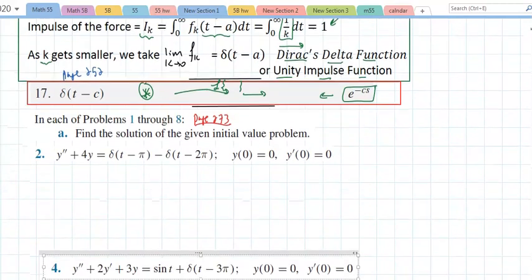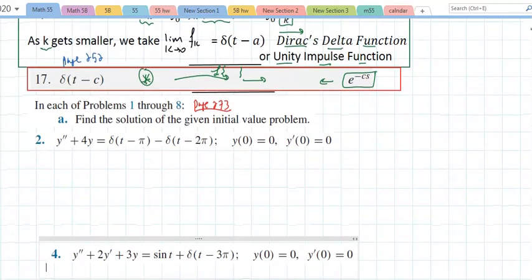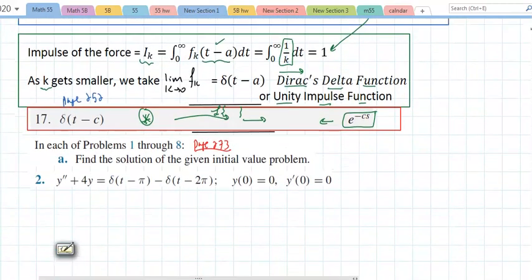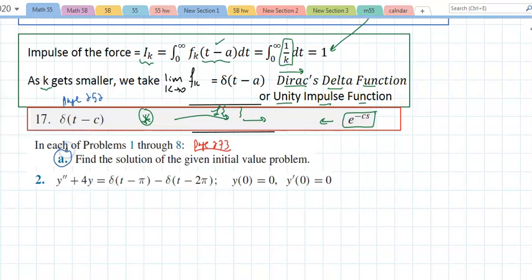So if I look at this problem, I notice that, well, two problems. Let me look at the first one. If I look at the first problem, we're just going to focus on part A because parts B and C require the use of software. We're not getting into software, we're not there yet. Page 273. Find the solution to the given initial value problem. What we do, we jump straight at it.